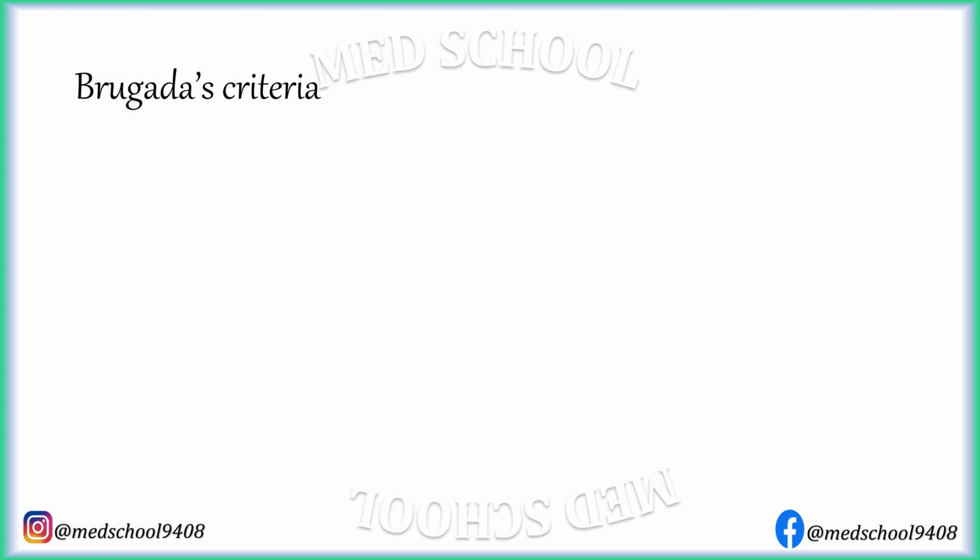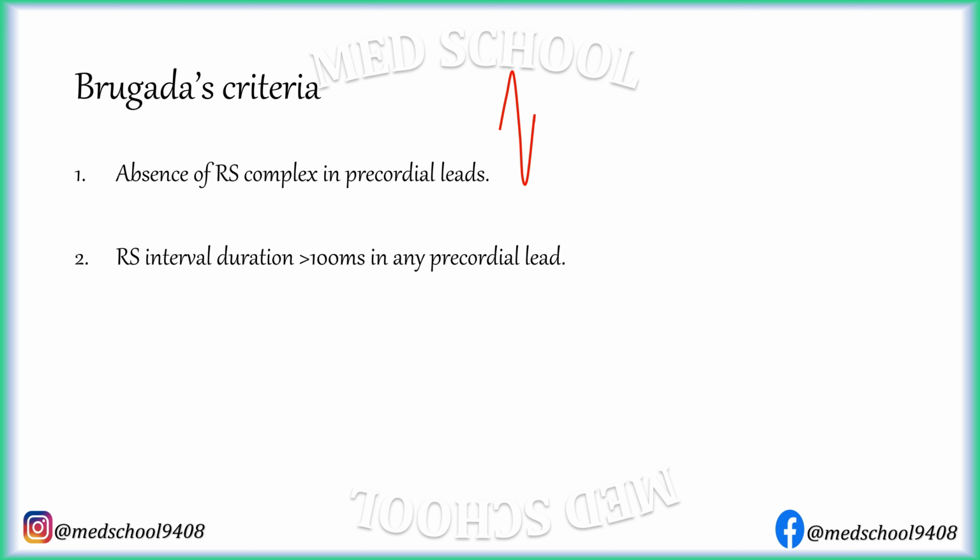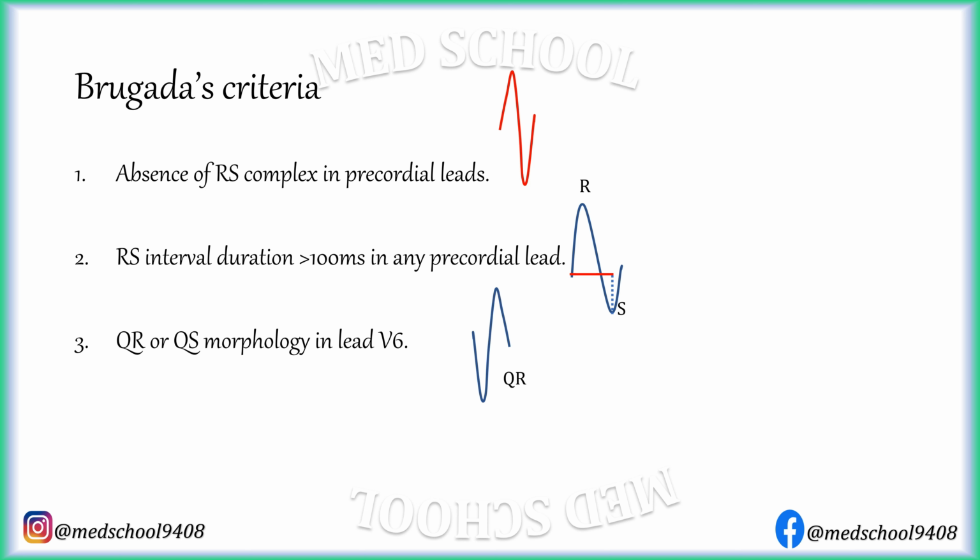Points in Brugada's criteria are absence of RS or equiphasic QRS in precordial leads, RS interval duration more than 100 milliseconds in any precordial lead. RS interval is interval between start of R wave to nadir or deepest point of S wave. Presence of QR or QS morphology in lead V6. Presence of ventriculo-atrial dissociation in any of 12 ECG leads.